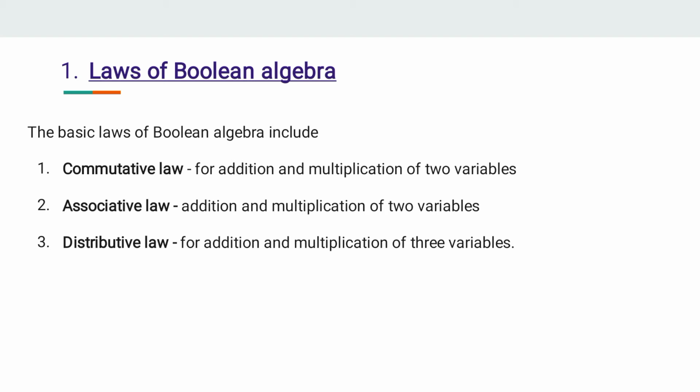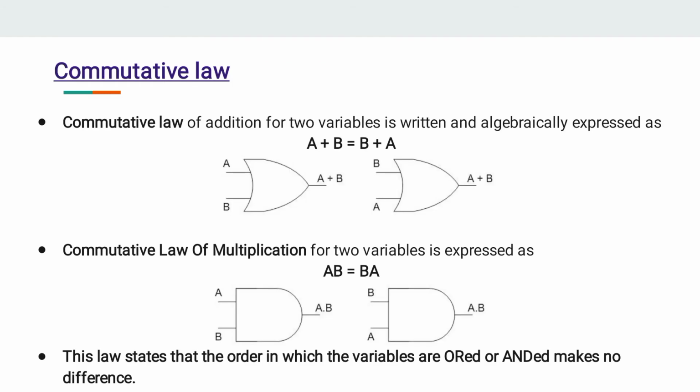So depending on these conditions, the Boolean algebra provides some laws. So the first one is commutative law for addition and multiplication of two variables. Then associative law, again addition and multiplication of two variables. Then the distributive law, same for three variables. So let's see one by one.